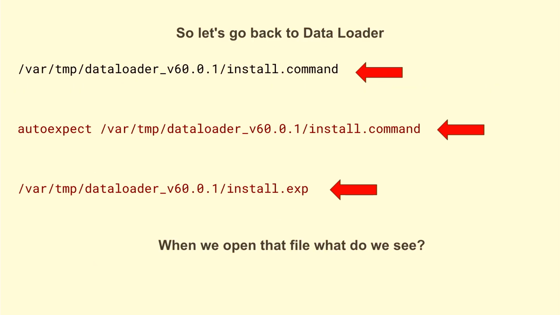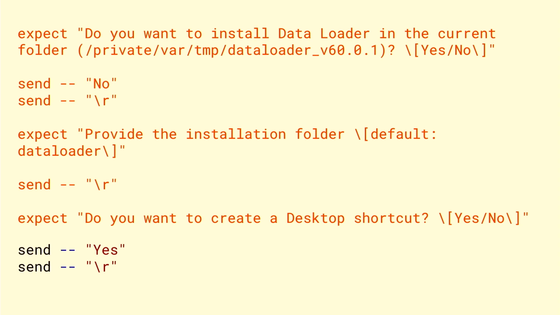Once you have auto expect, we can go back to some of our previous examples, like data loader. We can run auto expect and pass in that install command, and it will watch you install data loader, and then give you an install.exp file at the end. Once you open up that file, it gives you an exact copy of what I had written tediously and took me 3 hours. I wish I had known about auto expect before I spent all that time. That's what made me want to give this talk.